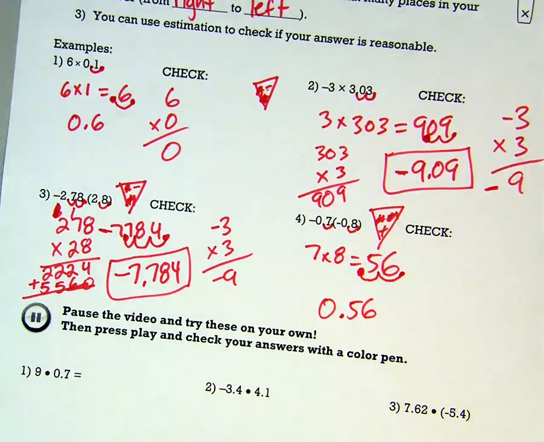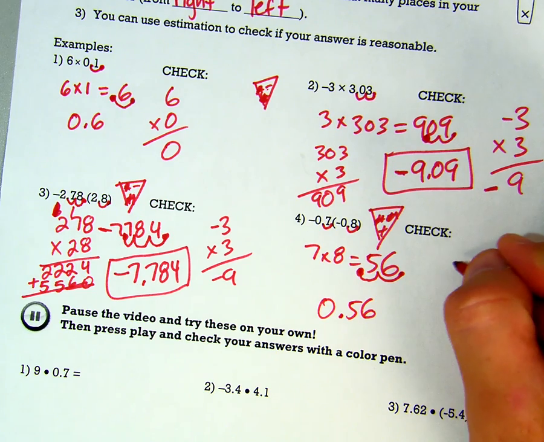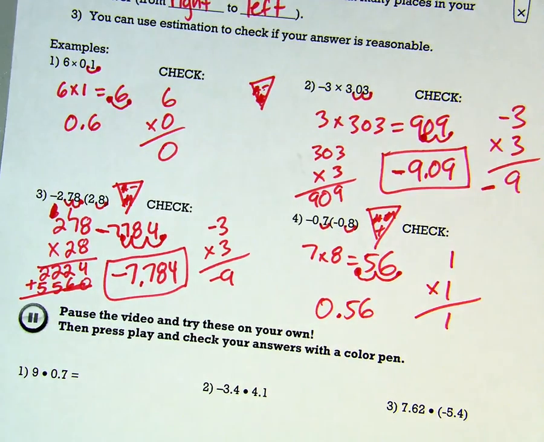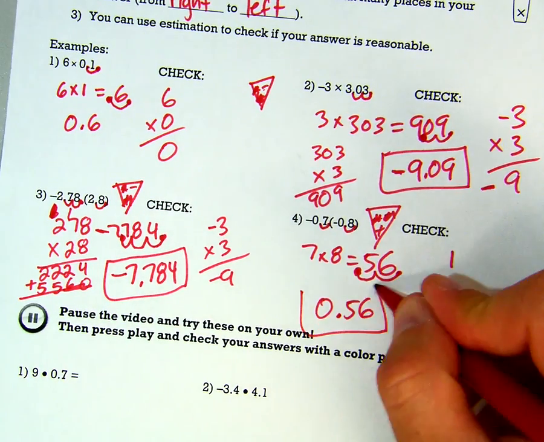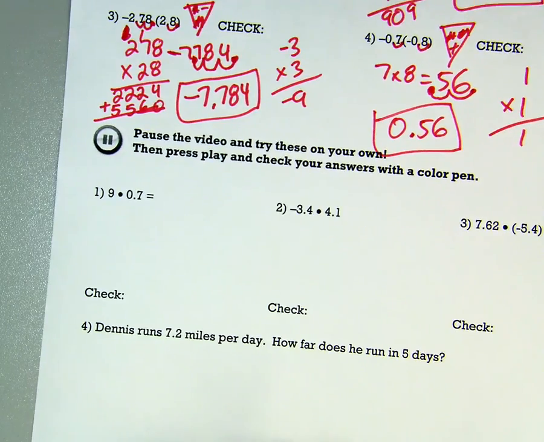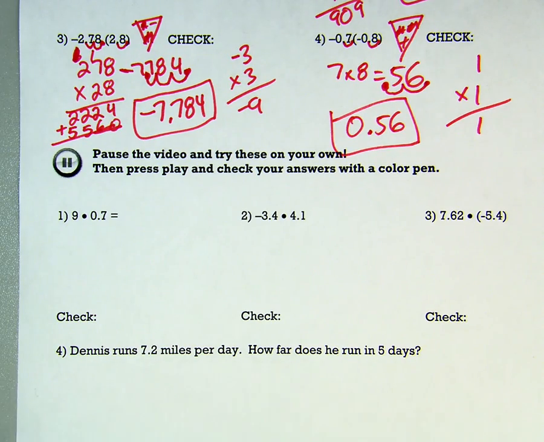So my answer is between 0 and 1. Now when I do my estimation here, 0.7 turns into 1, 0.8 turns into 1, 1 times 1 is 1. Those are pretty close to each other. Alright, you have a few problems to try. So go ahead and pause your video, try those out, and then we'll look at our answers right here.